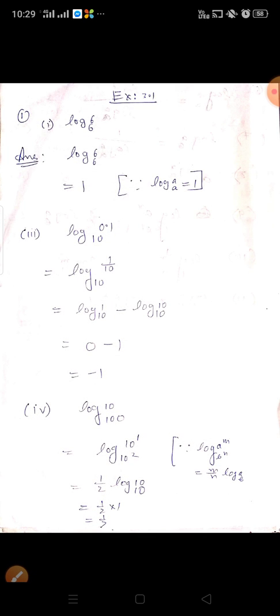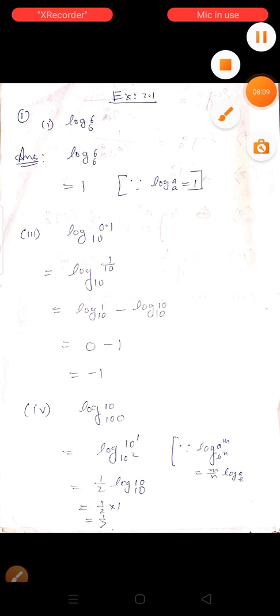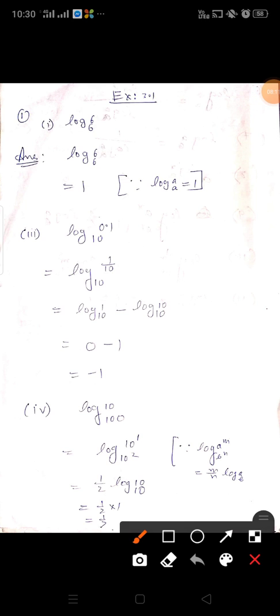Now there are some problems from exercise 3.3.1. Find the value of the following. Log of 6 to the base 6. Log of 6 to the base 6 will be 1 because we have log of a to the base a equal to 1.